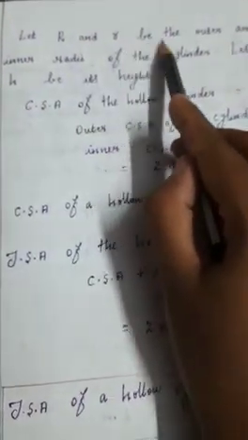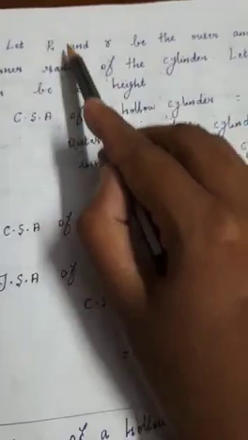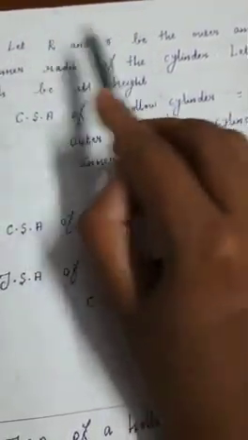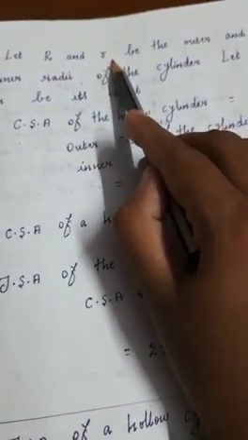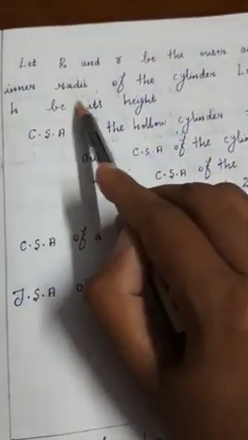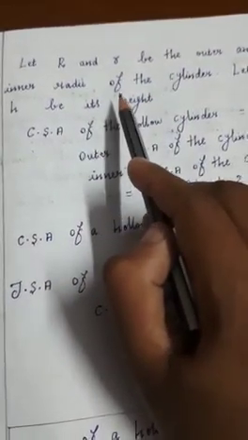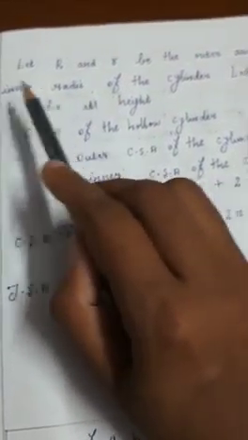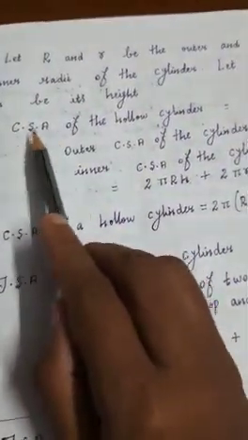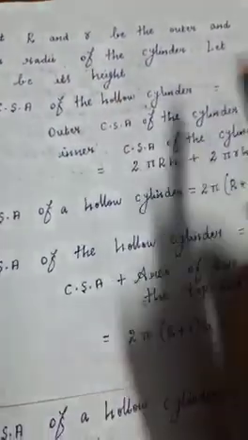Let R and r be the outer and inner radius. Already I said capital R means the outer radius, the bigger cylinder, and small r means the inner radius of the cylinder. Let h be its height. We have already seen the height of these two cylinders is the same, but the radius is different. Now we can see how to derive the CSA of the hollow cylinder.